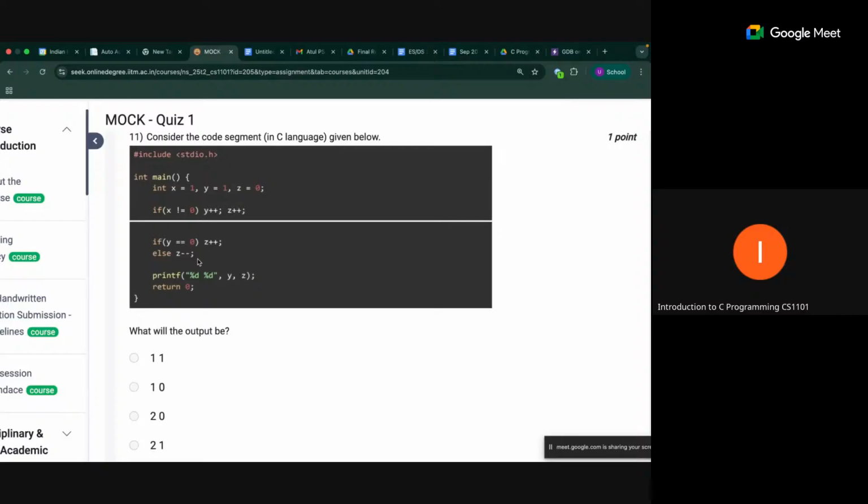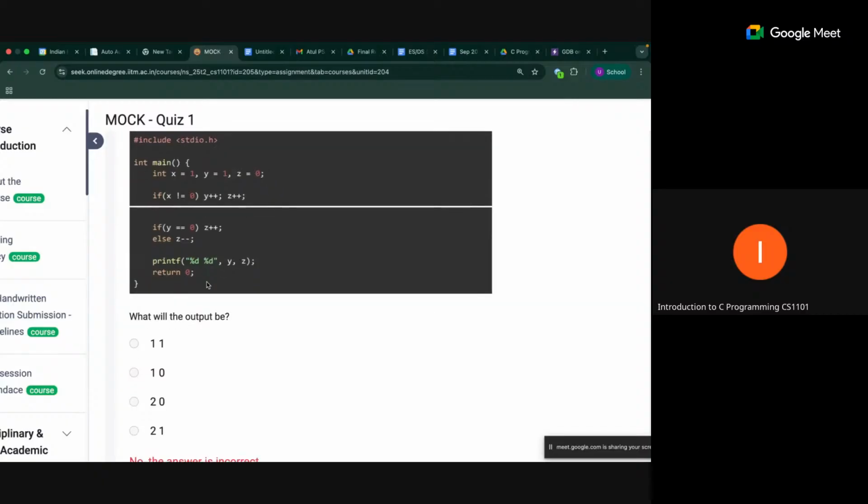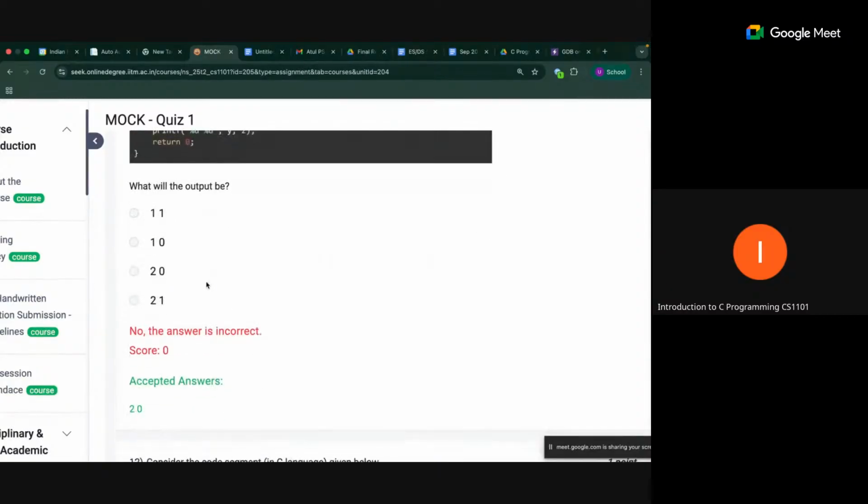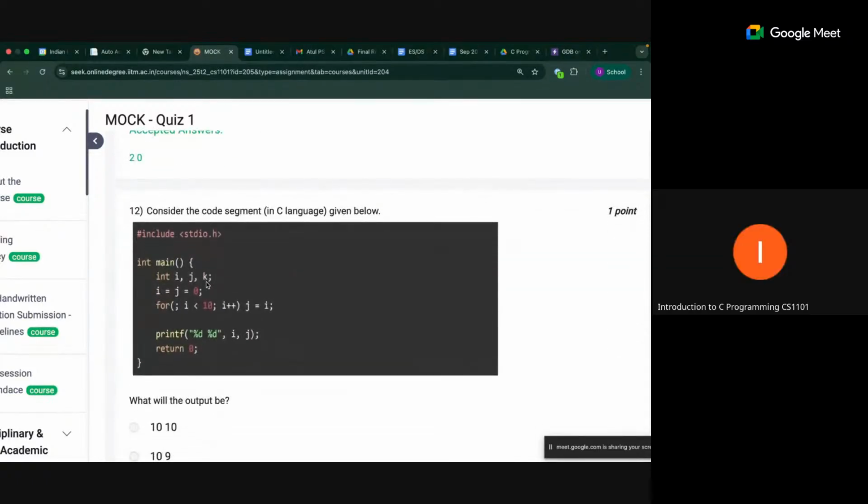In the else part, it is mentioned as z minus minus. So here 0 is incremented to 1, and now it is again changed to 0. So now the z value will be 0 and y value will be 2. So 2 comma 0 will be the output. Right? Yes.